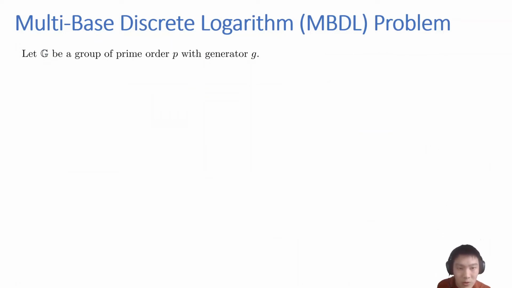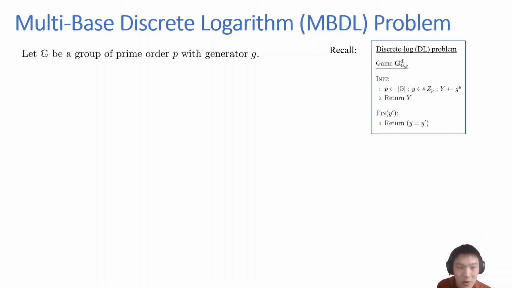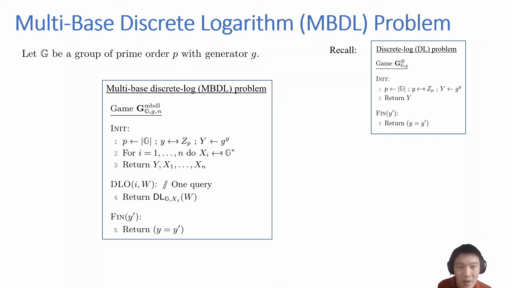or MBDL for short. Again, let G be a group of prime order p with generator g. Let's first recall the game for DL, which simply samples a random target point Y and asks the adversary to produce the discrete log of the target point Y base g. The MBDL game adds the following on top of the standard DL game. First, in addition to the target point Y, the adversary also gets a list of random group elements X1 to Xn, sampled so that they are not identity elements.